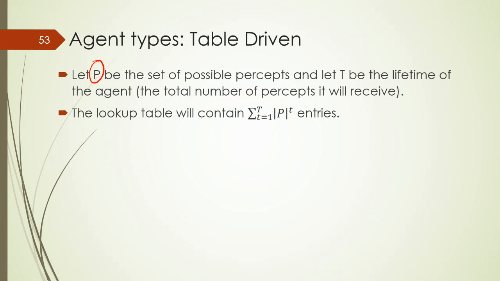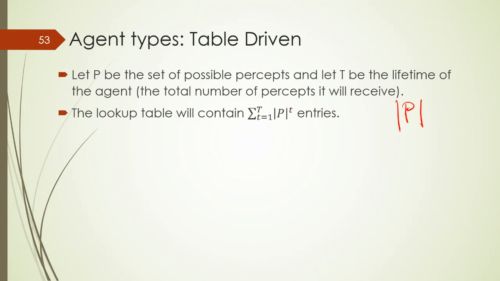So the percepts I receive and the maximum time, or the chain of actions one after each other, that I have for this agent. The total number of percepts my agent might receive. The lookup table will contain all possible combinations from all different P to the power of T.